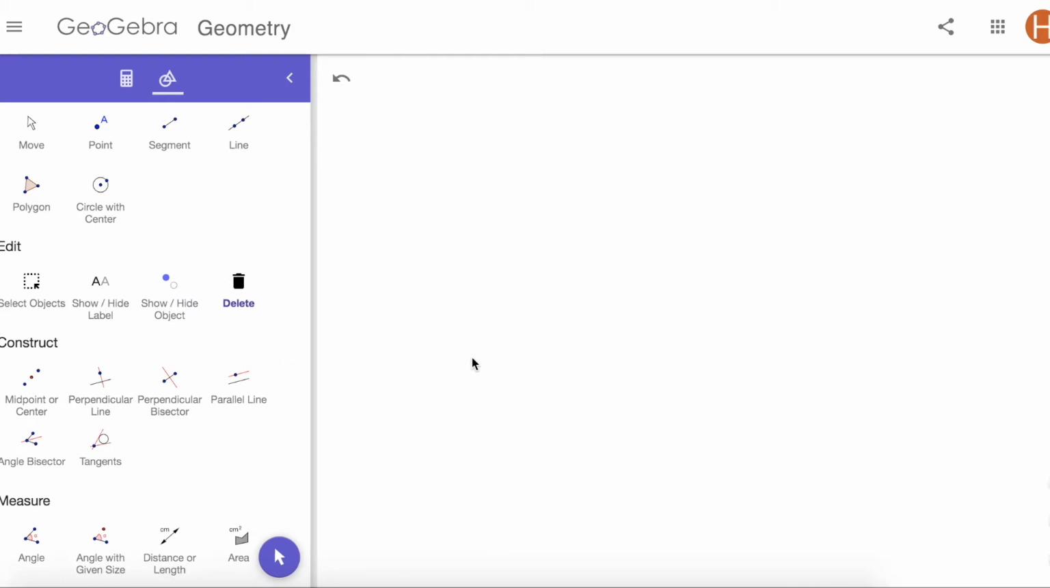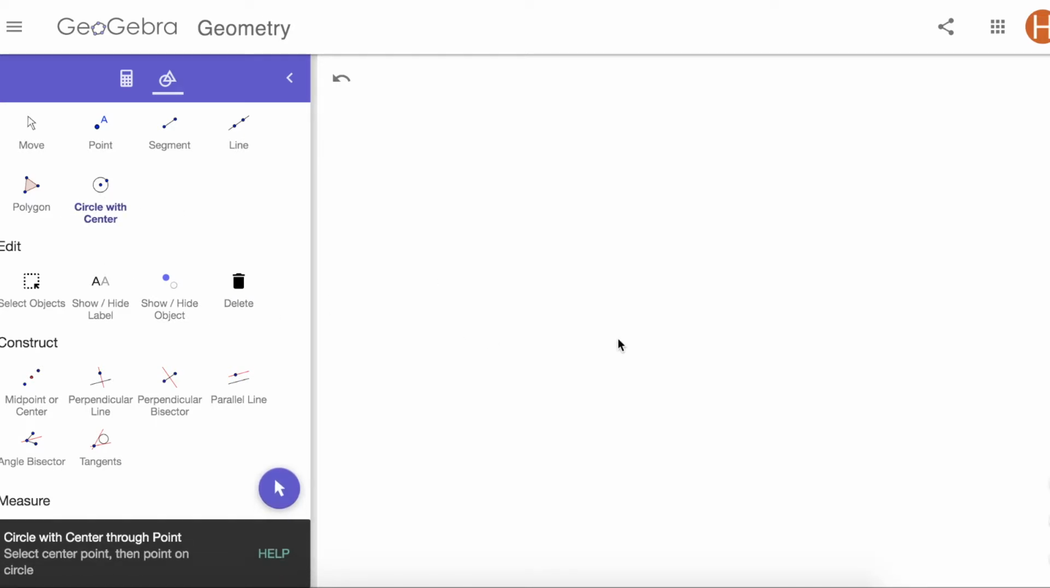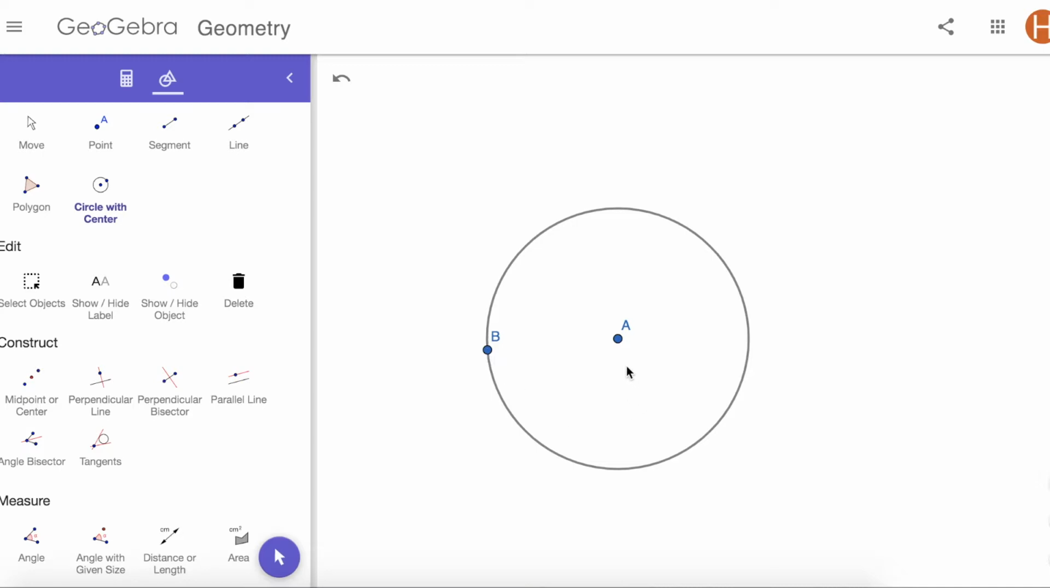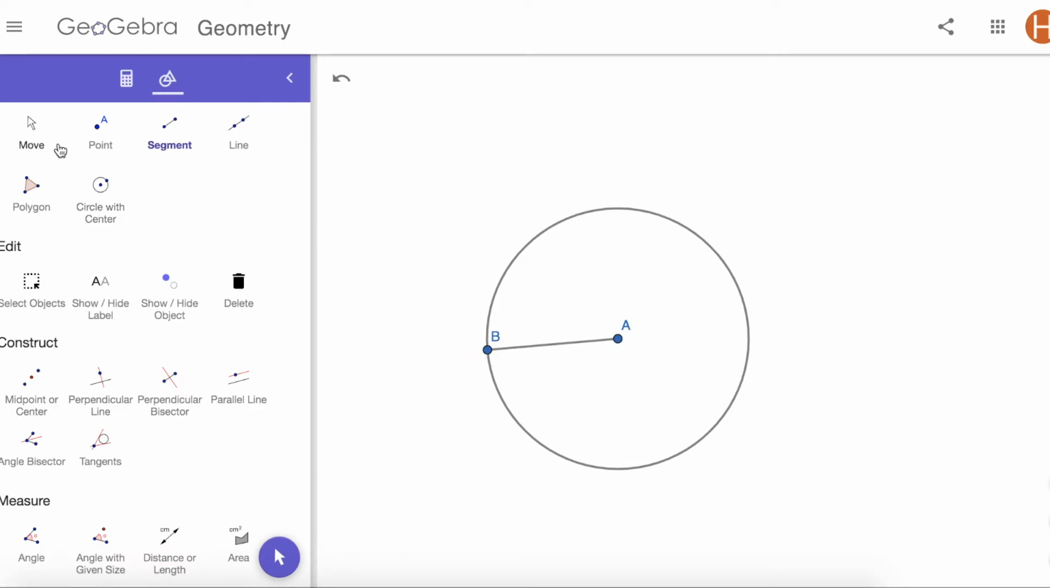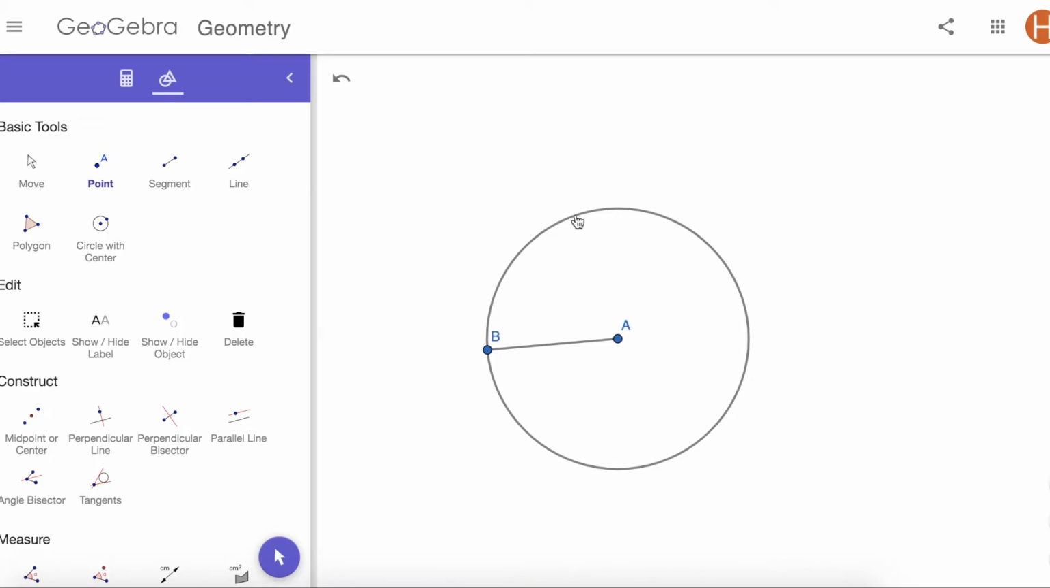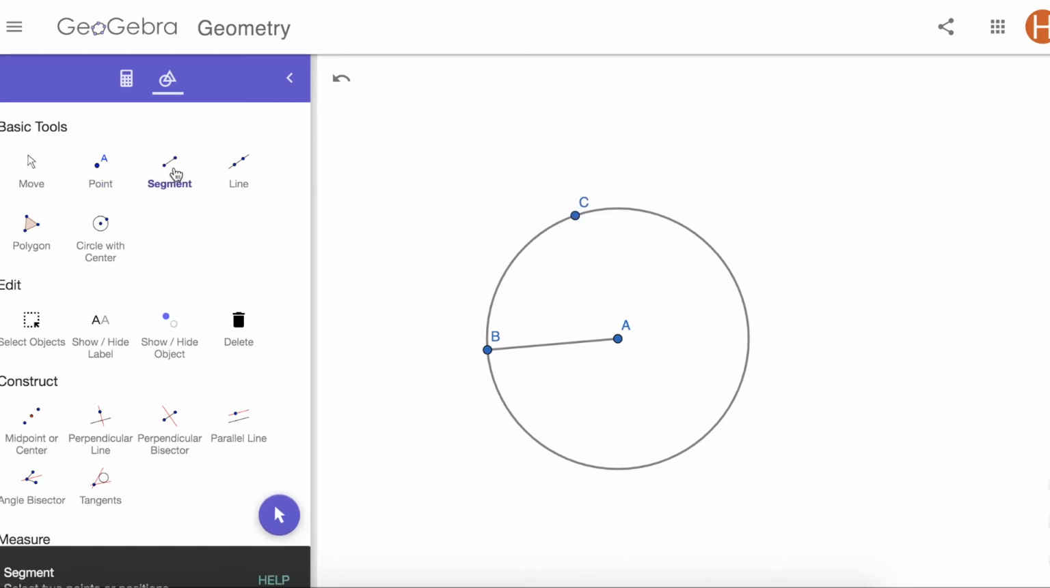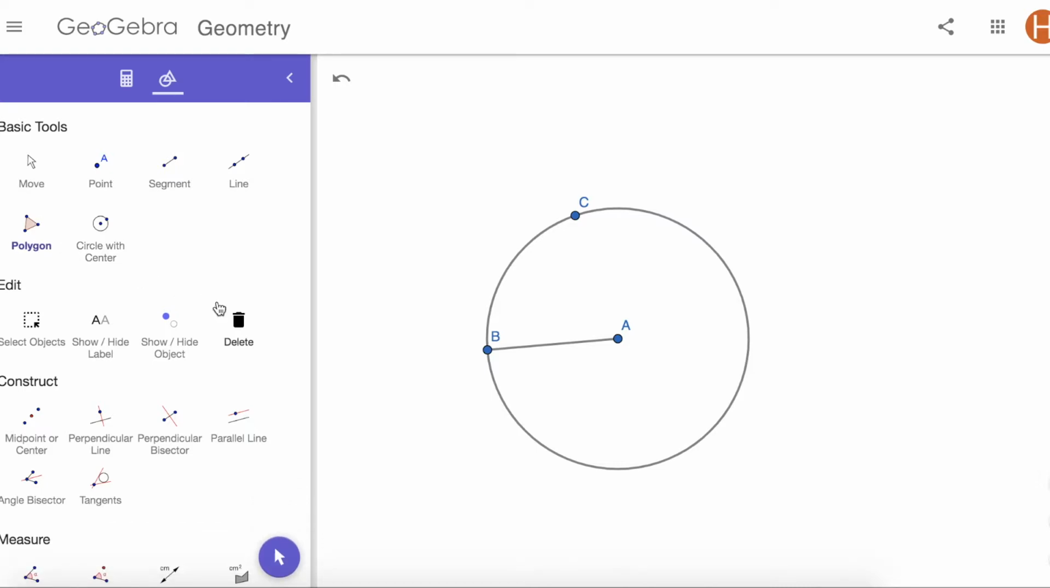Now I'm going to do an isosceles triangle. The definition of an isosceles triangle is that 2 sides are of congruent length. Thinking about this, I know that when I construct a circle with a center, anywhere from the center to a point on the circle is going to be the length of the radius. So I can construct a segment from A to B. Then I can put another point anywhere on the circle, take my polygon tool again and construct a triangle.